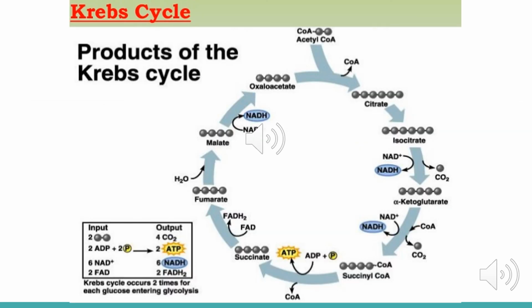In conclusion, because the Krebs cycle occurs 2 times for every glucose molecule that enters glycolysis, the input is 2 pyruvate, 2 ADP plus 2 phosphates, 6 NAD+, and 2 FAD, and the total output is 4 carbon dioxides, 2 ATP, 6 NADH, and 2 FADH2 molecules.